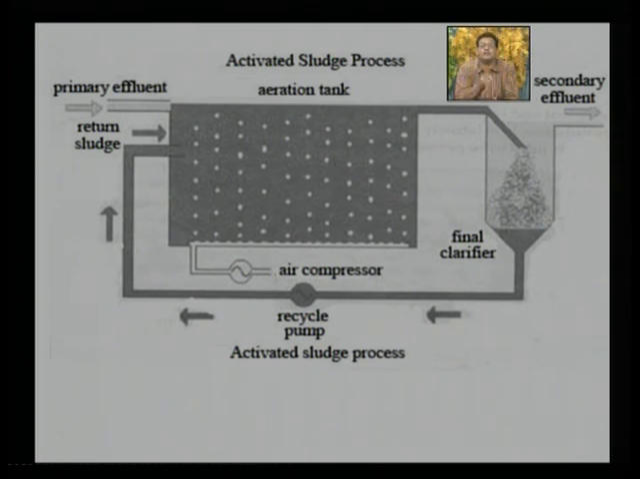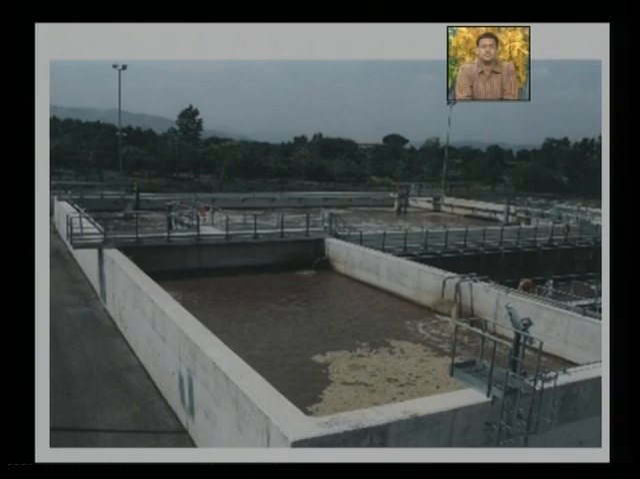This sludge is recycled by a recycle pump and freshly inoculated in newly coming sewage, and in this way it enhances the rate of reaction, decreases the time for degradation, and makes the process faster. So this is one of the most proven processes in biological treatment of wastewater. This is the actual photograph of the same activated sludge process treatment.